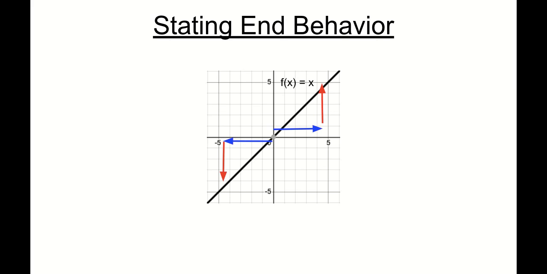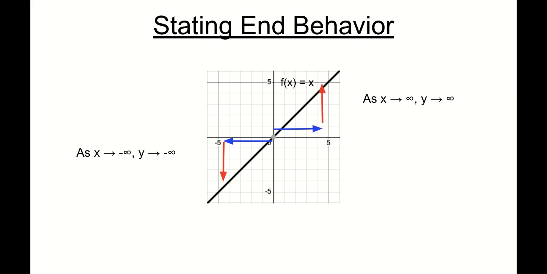All right, so how do we state it? This is our first one, f of x equals x. We showed that as I go to the right, y goes up. As I go to the left, y goes down. So here's how we state it. One way is with this directional idea. You can say as x goes to negative infinity, which means left, y goes to negative infinity, which means down. And the other way would be as x goes to infinity, y goes to infinity.